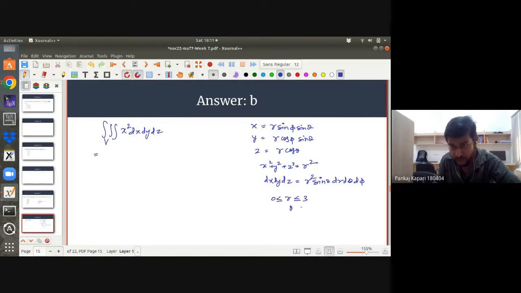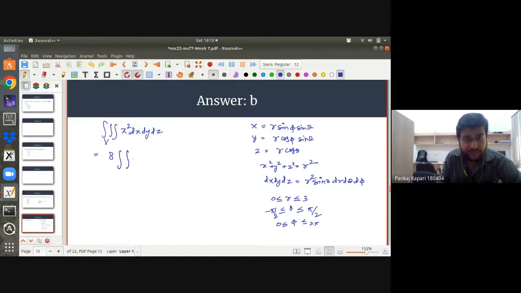Now theta varies from pi by 2 to minus pi by 2, and phi varies from 2 pi to 0. So what we'll do is compute this integral in the first octant, that means where x, y, z all are positive, so in that case you just write it 8 times, and we put limits r from 0 to 3, theta from 0 to pi by 2, and phi from 0 to pi by 2.